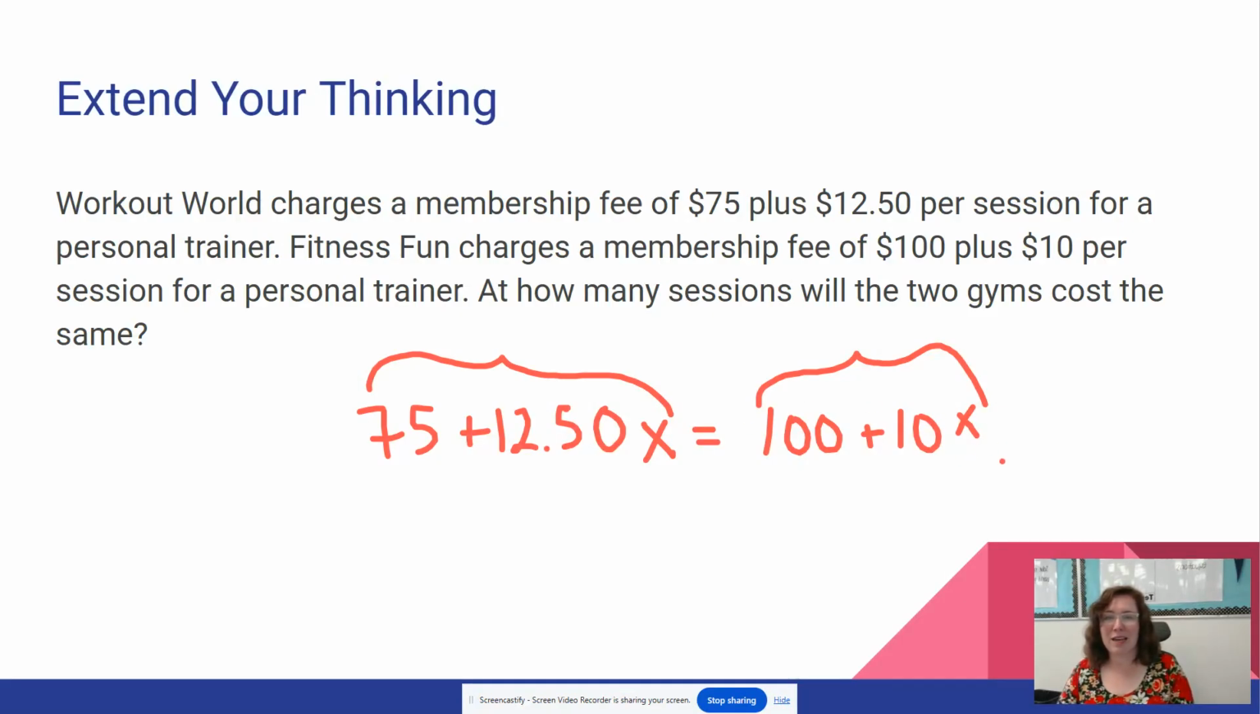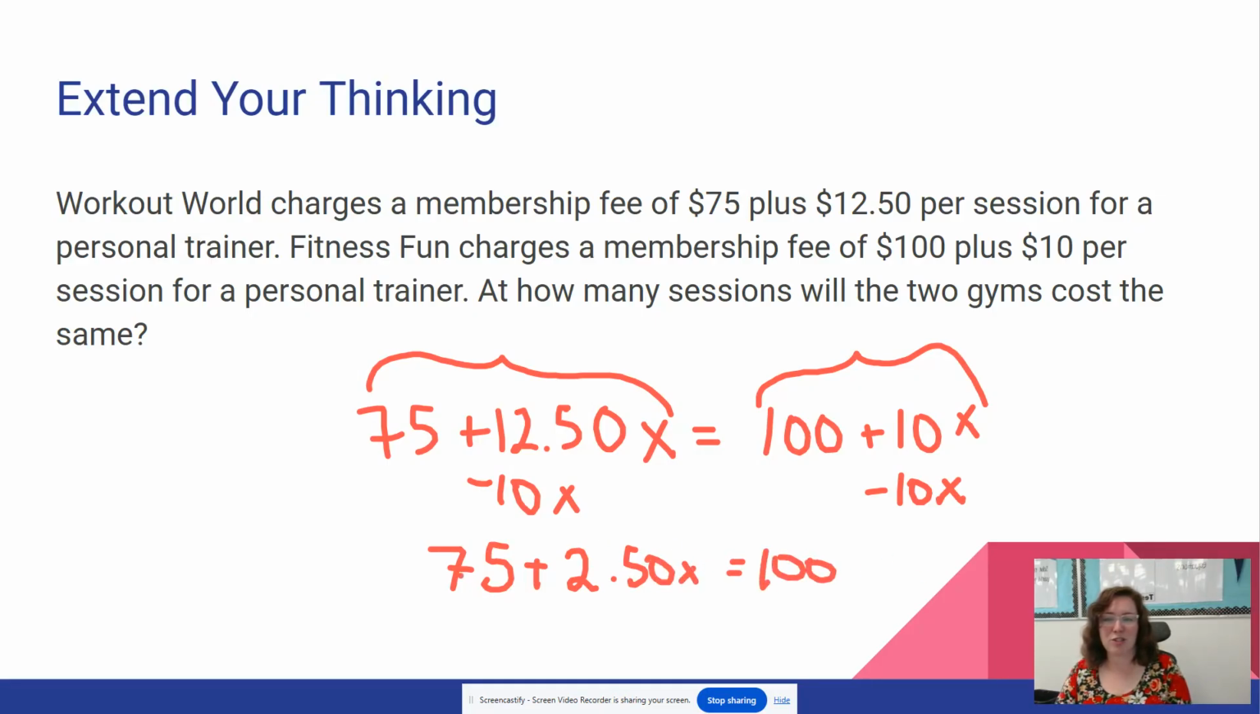There's an x on both sides. We don't like that. I like to choose the smaller one, so subtract 10x on both sides of the equal sign. So the 75 just stays put. $12.50 minus $10 is going to just equal $2.50x equals 100. And now it's a two-step equation. Subtract $75 on both sides of the equal sign and then divide by 2.50.